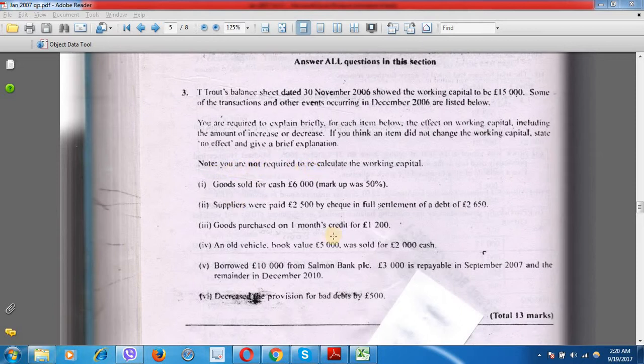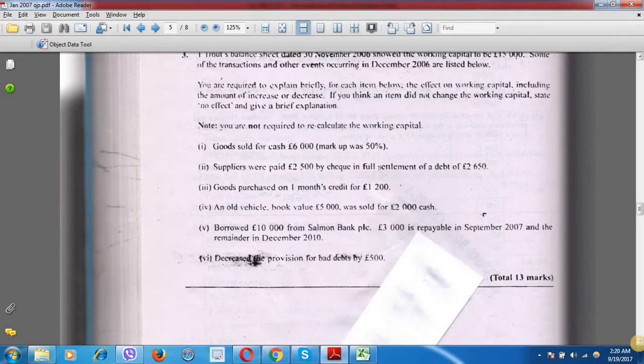Number 1. Goods sold for cash £6,000, markup was 50%. Number 2. Suppliers were paid 2,500 by check in full settlement of a debt of 2650. 3. Goods purchased on 1 month's credit for 1200. 4. An old vehicle, book value 5000, was sold for 2000 cash.